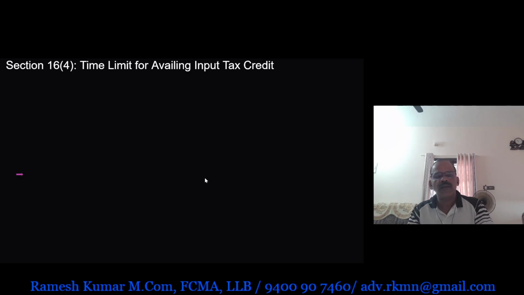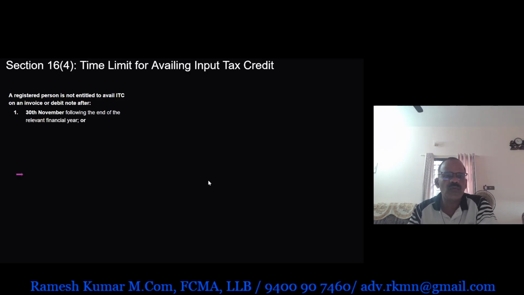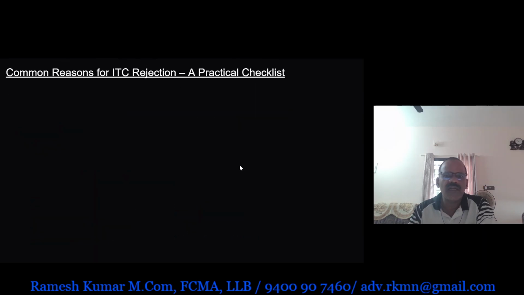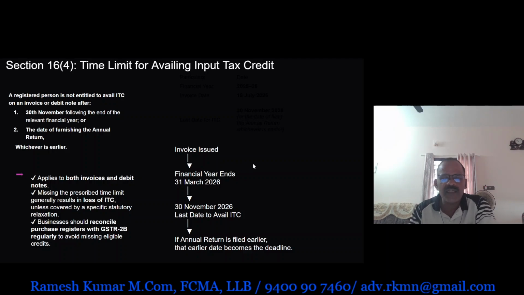Now, can the availment of ITC be deferred forever? The answer is a big no. This slide tells you the outer time limit before which the taxpayer has to claim the ITC. If he doesn't claim the ITC, then the input tax will lapse. Accordingly, many taxpayers satisfy every condition but still lose ITC because they miss the time limit.